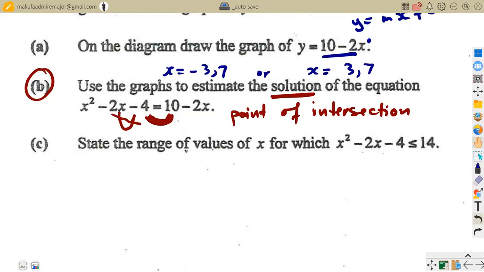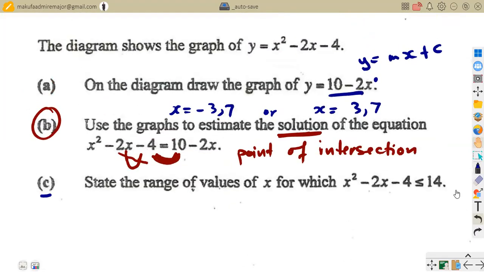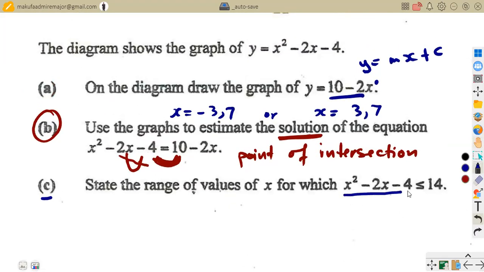All right. On the other part, we are given: state the range of values for which the graph of x squared minus 2x minus 4 is less than or equal to 14. What are they trying to say? If we check this part here, it represents the values of y. They are just saying state the range of values of x where y is less than or equal to 14, where the graph is less than or equal to 14.